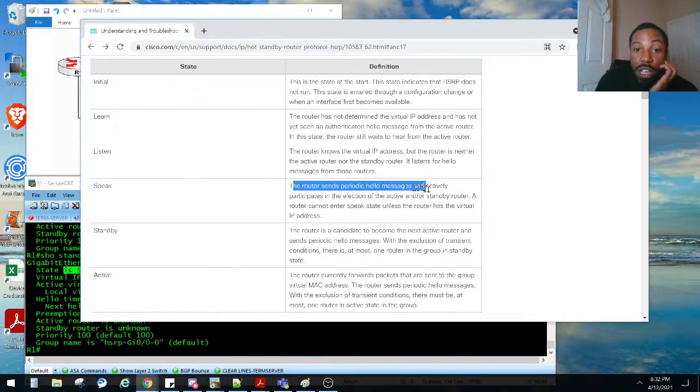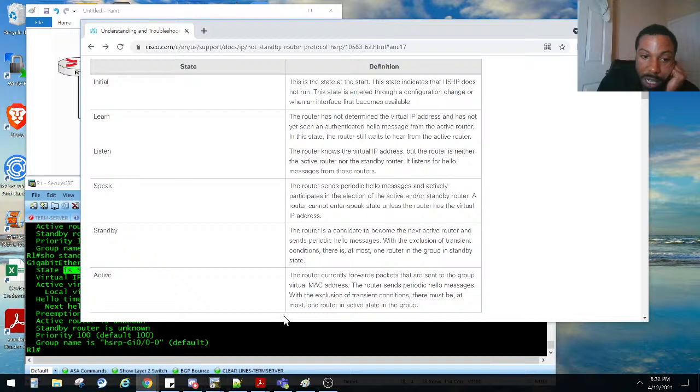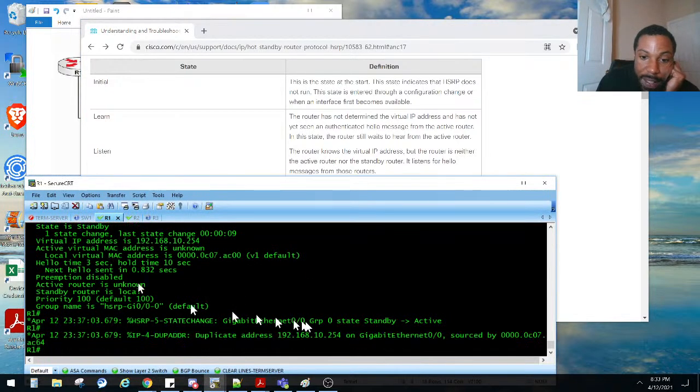The router sends periodic hello messages and actively participates in the election of an active and/or standby router, and cannot enter speak state unless the router has a virtual IP address, right? And let's check that again. Now he's in standby. And we went from standby to active.